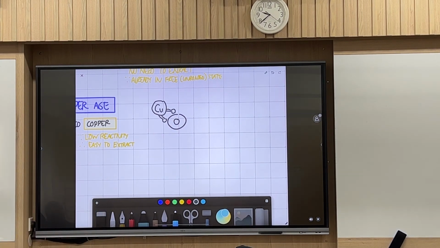Okay, so you can put down: because this is a not very reactive metal, therefore, point number 2, copper does not attract oxygen strongly. So what's the consequence? The consequence is, therefore, it is easy to extract.